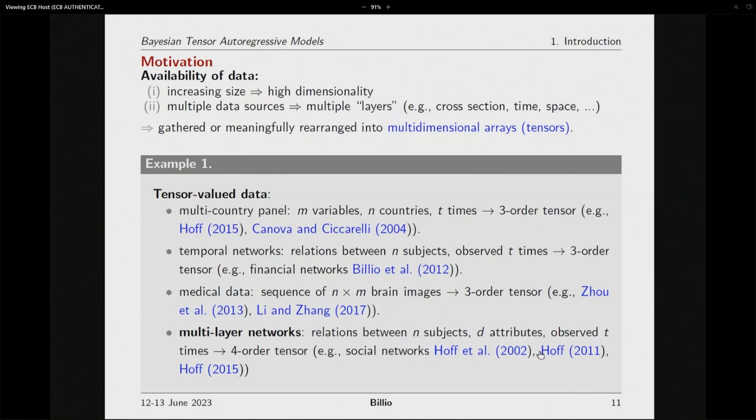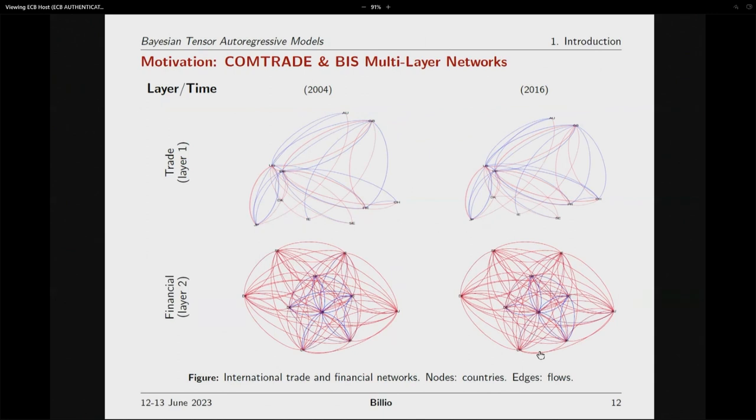Examples of tensor-valued data are already there in the literature. As I said, the second point is the paper that I cited at the beginning. There, it was a temporal network, the relation among N subjects observed at T times. Then, if you see it in such a way, it is a three-order tensor. Okay, but also in other contexts, not only in economics and finance, but even more in medical data, it is quite easy to have this type of data.